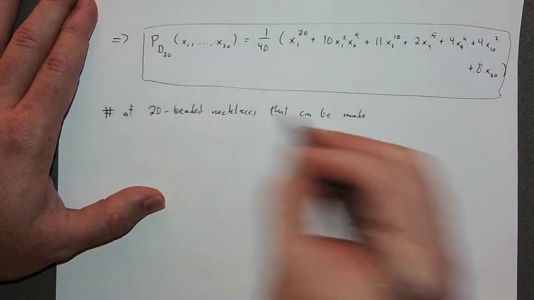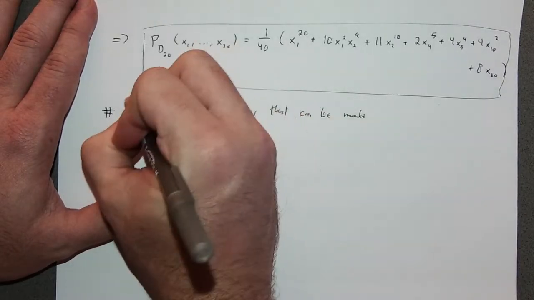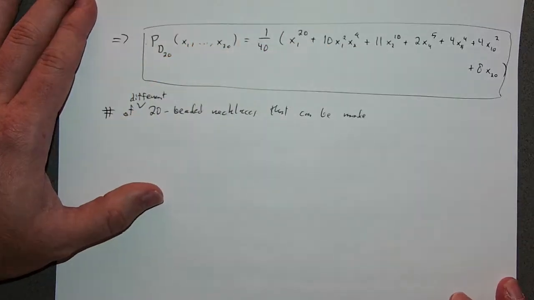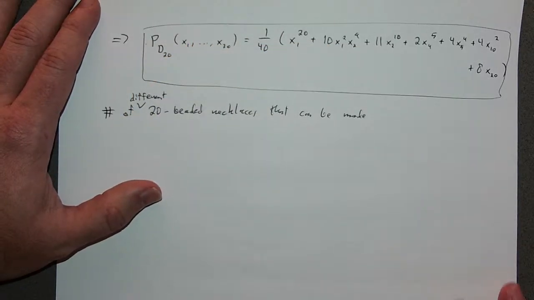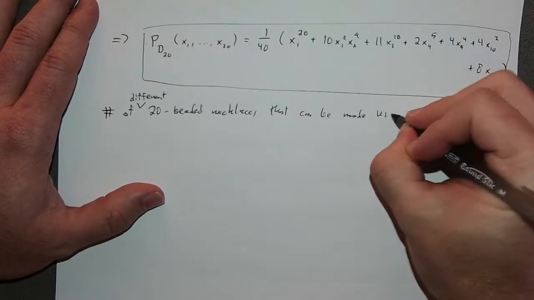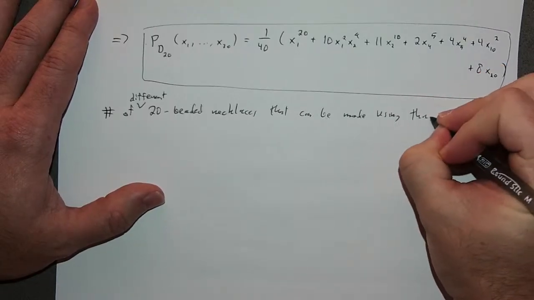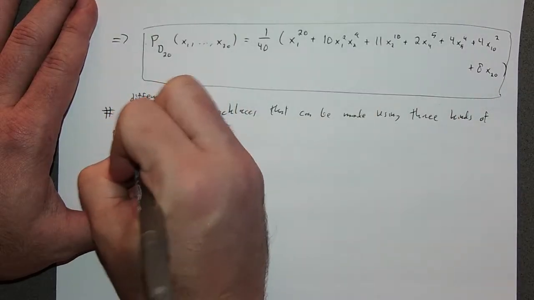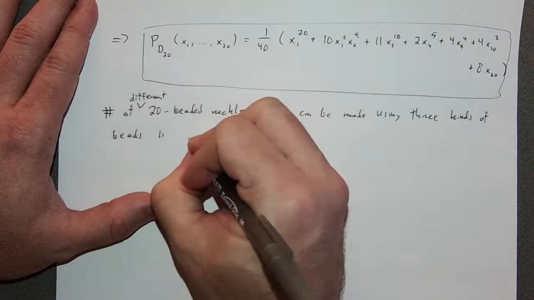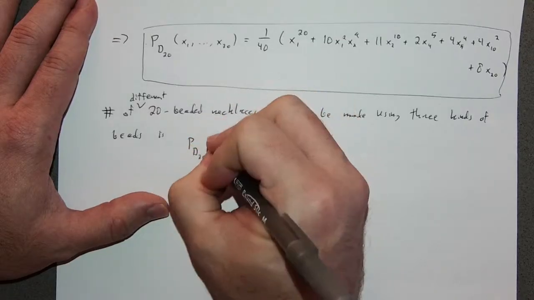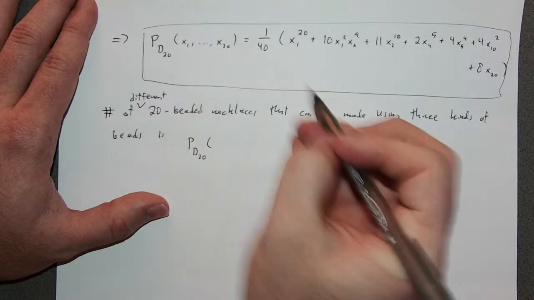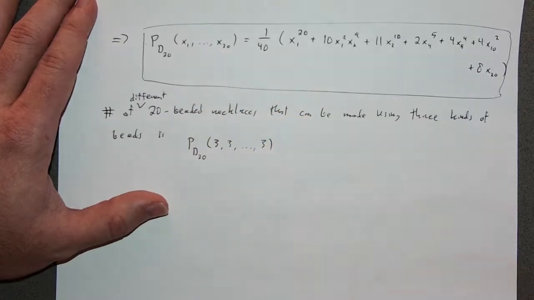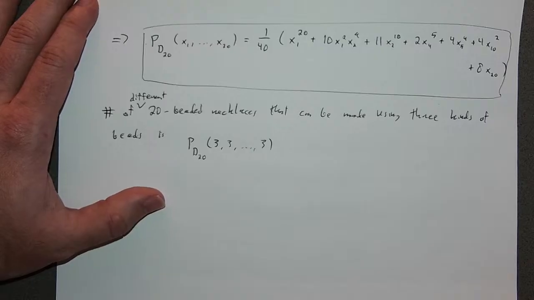So when we say the number of 20 beaded necklaces, the number of different or distinct necklaces with respect to the symmetry, 20 beaded necklaces that can be made using 3 kinds of beads, is this cycle index where I have plugged 3 into each variable. Again, this is just a direct corollary of Burnside's lemma, that this is what is being computed here.